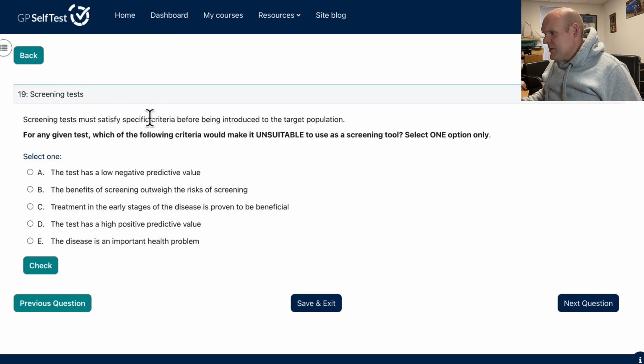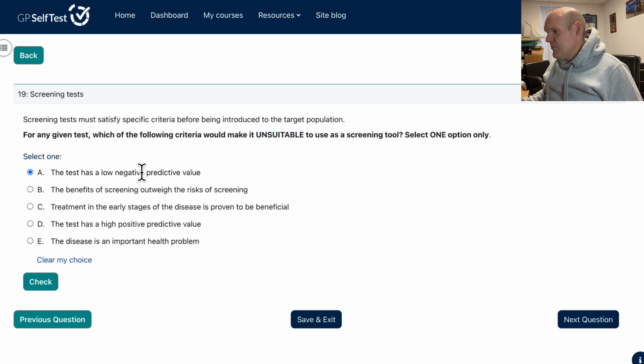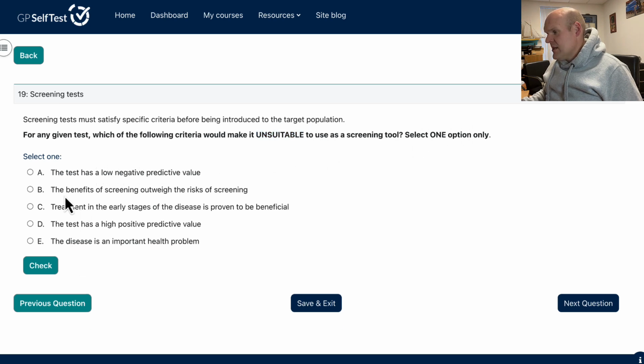So, screening test must satisfy criteria. Again, more on the Wilson-Unger. For any given test, which of the following criteria would make it unsuitable to use as a screening tool? The test has a low negative predictive value. Benefits of screening outweigh the risks of screening. Well, that's clearly what we want to happen. The treatment in the early stages of the disease is proven to be beneficial. We want that, so again, wrong.